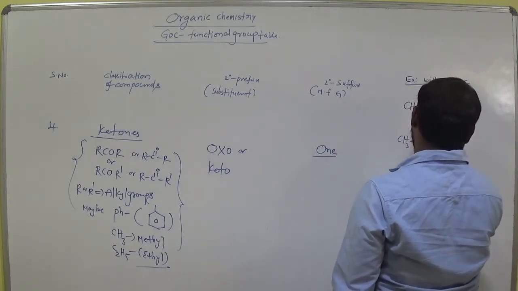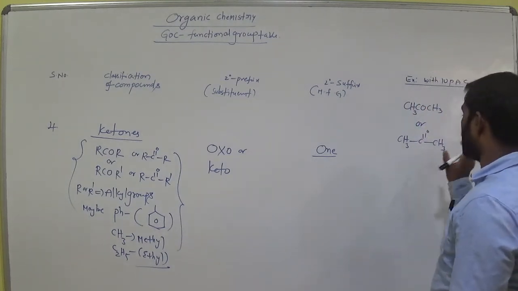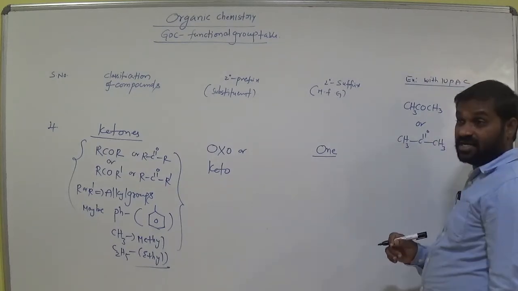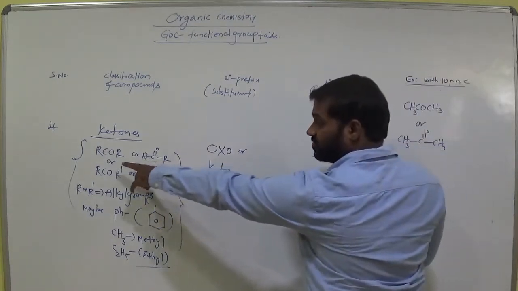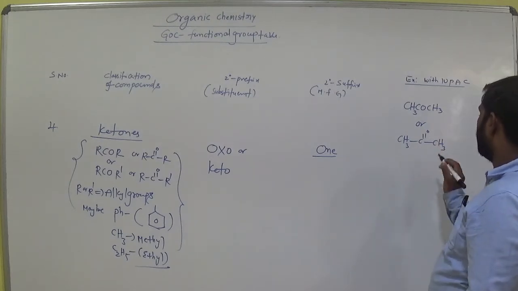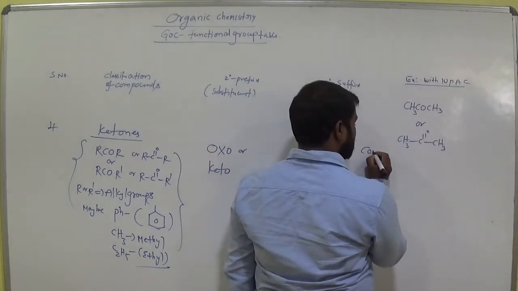CH3 C double bond O CH3. Here both are the same, an RCOR structure. Both are methyl groups. Now, is it a ketone or not? Clearly a ketone. Why? It is in the ketone form, am I right? RCOR, ketone.